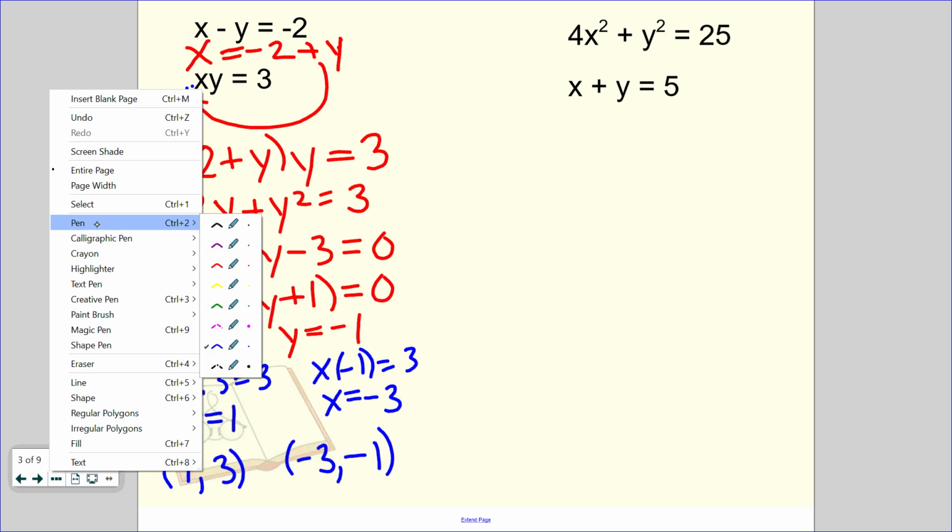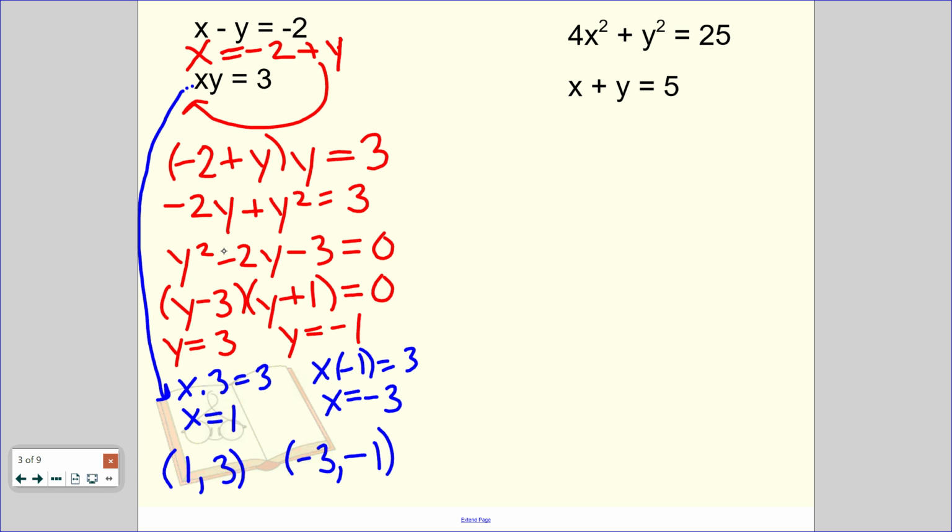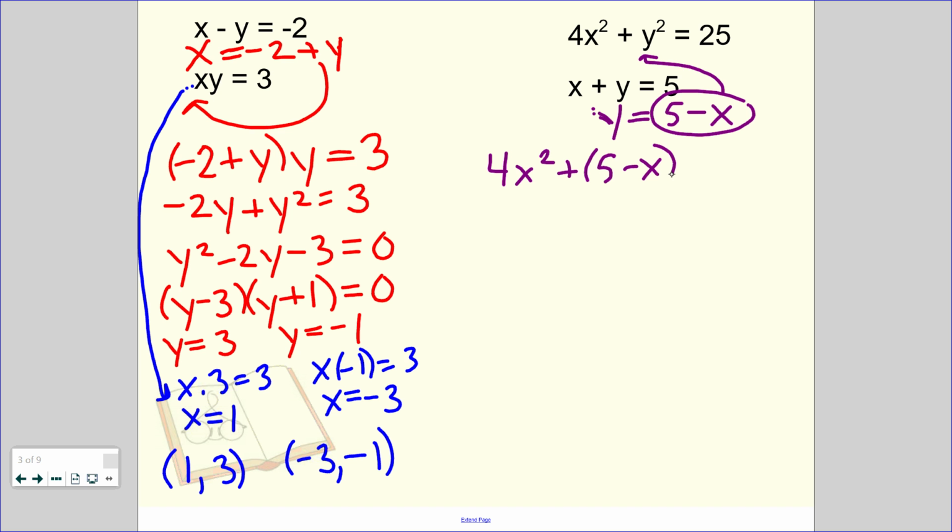Let's try the next one. 4x squared plus y squared equals 25, and x plus y equals 5. Again, I have no variable that's alone, and I don't have any like terms between the first and second equation, so I'm going to use substitution. I would get either the x or y alone in the bottom equation. Let's say I get the y alone. y equals 5 minus x, and then that's going to go in for y in the top equation. So now I have 4x squared plus (5 minus x) quantity squared equals 25.